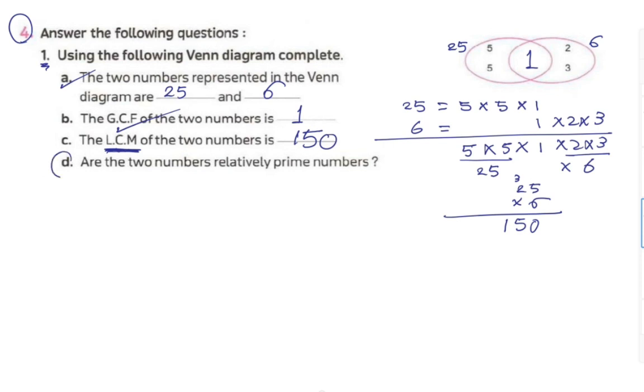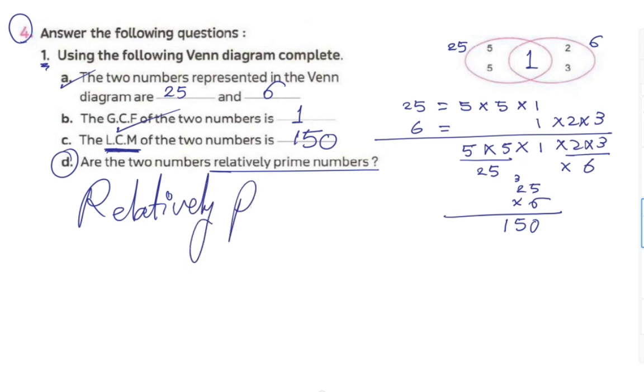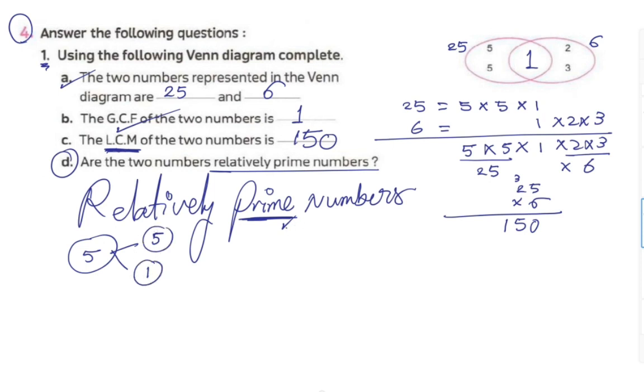Last point: are the two numbers relatively prime numbers? What does this mean? We have something called relatively prime numbers. We know what a prime number is. Any number like what? Like 5. 5 is a prime number, right? Why? Because it has just two factors, 5 by 1. So any number that has two factors, 1 and itself, we call it a prime number.